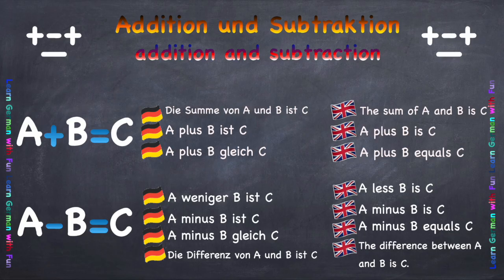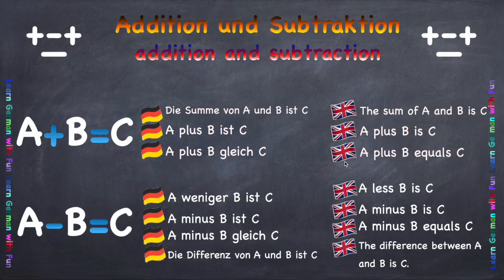Here you can see a general term for an addition. In German, one says, die Summe von A und B ist C. A plus B ist C. A plus B gleich C. In English, the sum of A and B is C. A plus B is C. A plus B equals C.